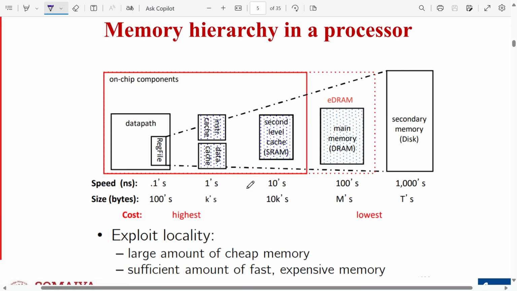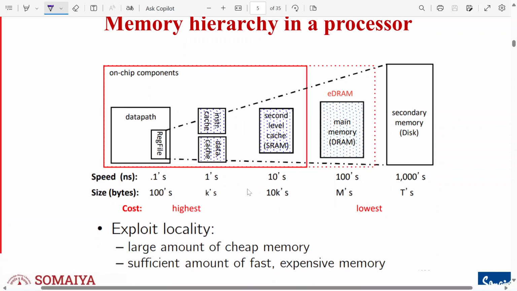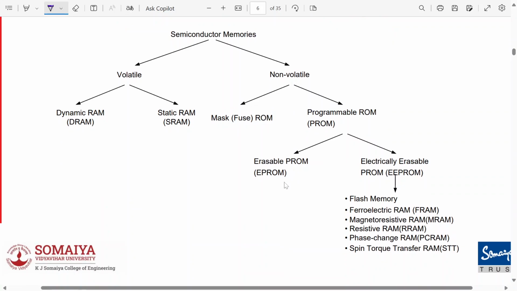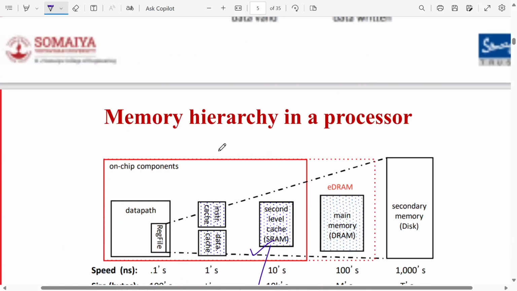Then where do we use SRAM? SRAMs are used in cache memory. They're extremely costly, and as you can see clearly, the size of it is also not very high. Here it is 10K size, and the speed is very high, 10 nanoseconds. It's quite expensive also because it's on-chip memory. Then we have already seen that static RAM is a kind of volatile memory. All right. So we are going to see this category of memory today, static RAM.